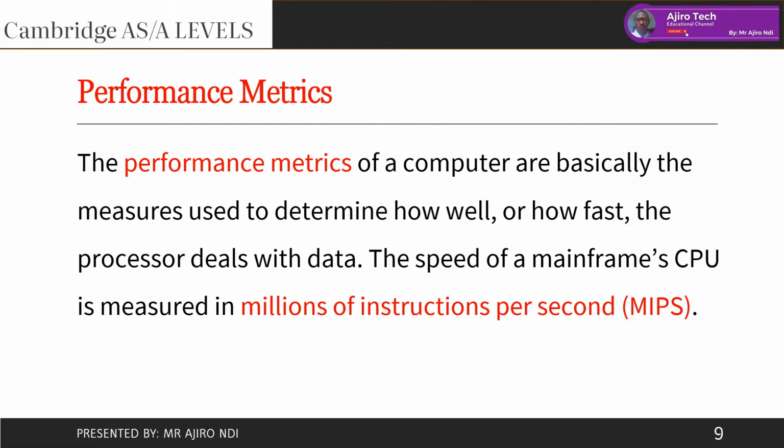The next one is performance metrics. When we talk about performance metrics of a computer, they are basically the measures used to determine how well or how fast the processor deals with data. That's performance. We want to know how fast and how well it's dealing with the data. Now the speed of a mainframe CPU is measured in, please write this down, millions of instructions per second, MIPS. However, it is not always the best measure.